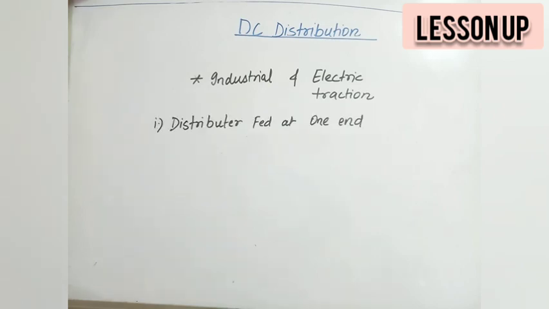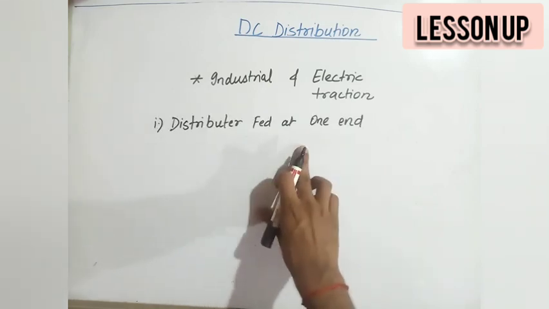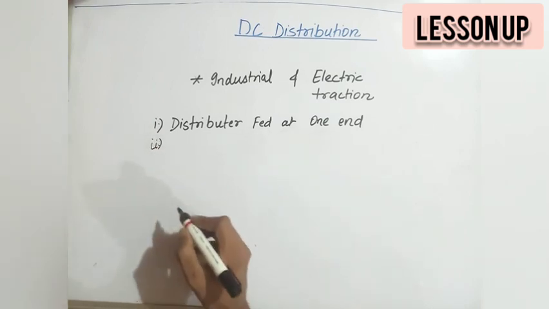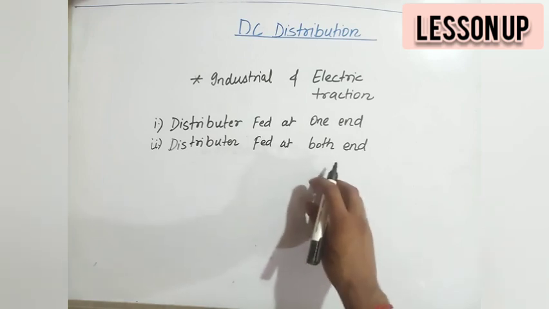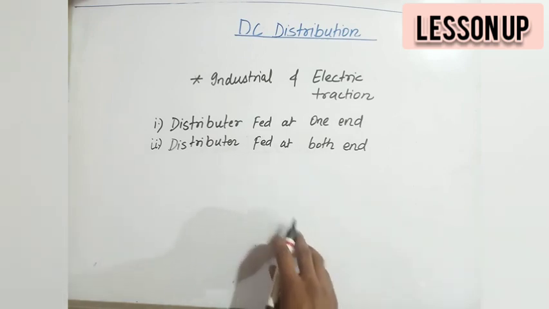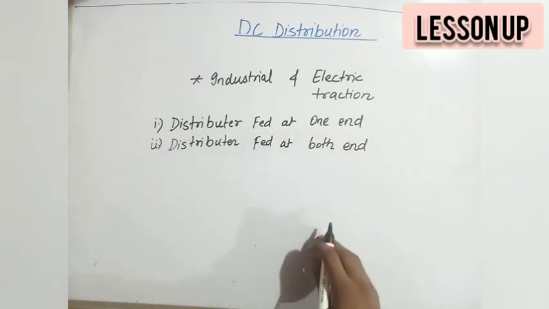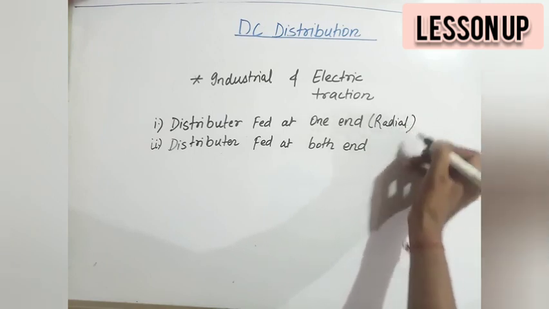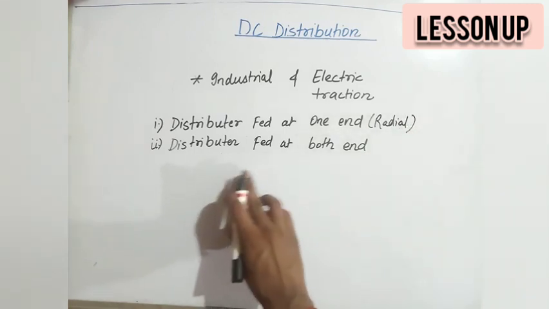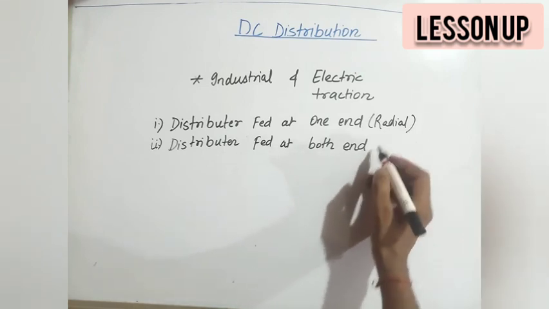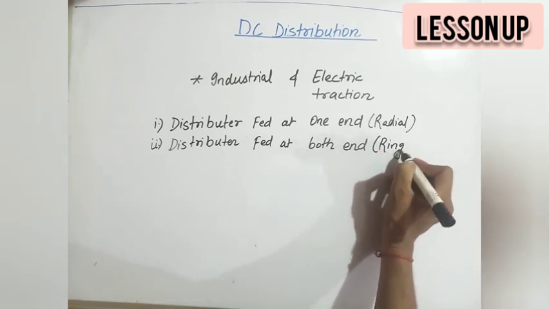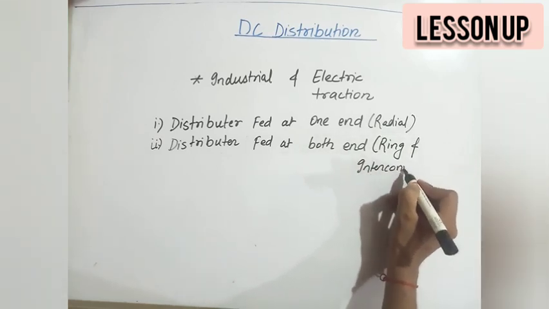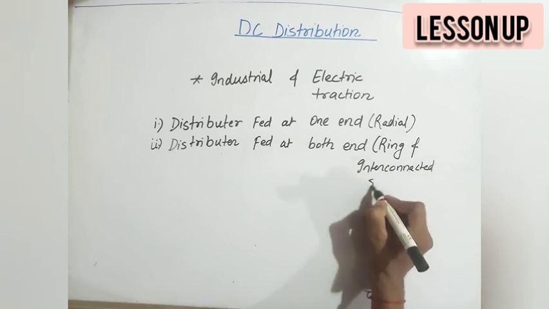First one is distributor fed at one end, and second one is distributor fed at both ends. So distributor fed at one end basically uses a radial scheme, and distributor fed at both ends uses ring and interconnected scheme.